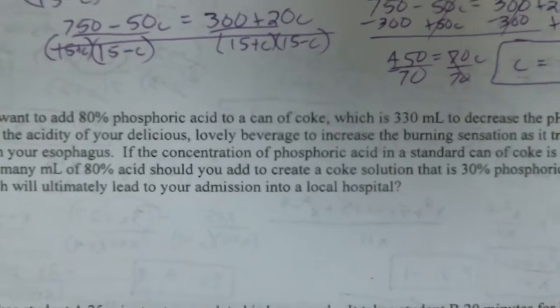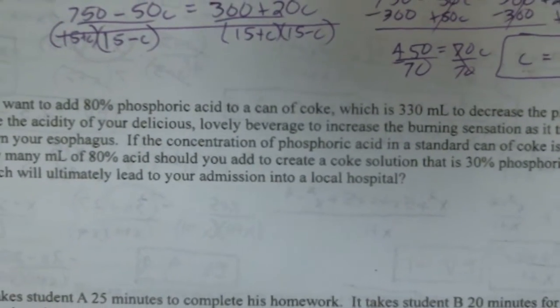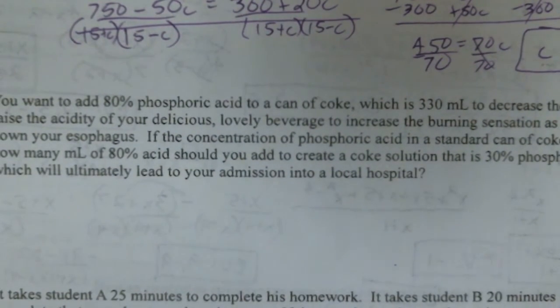All right, number 12 says you want to add 80% phosphoric acid, by the way, which is what is in Coke, to a can of Coke, which is 330 mils, to decrease the pH and raise the acidity of your delicious beverage, increasing the burning sensation as it goes down your throat. Which, by the way, in case you were wondering, is why it kind of burns when you drink Coke. It's a wonderful sensation, but it kind of burns. That's because there's acid in Coke.